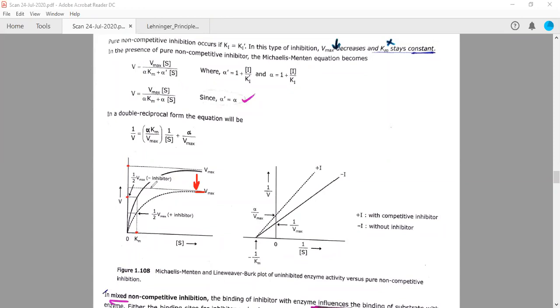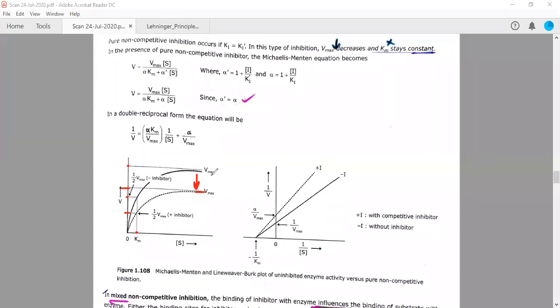If you plot this, here you will get the Km value. In the second case, if this is Vmax, and you try to find the second half Vmax, it will come here. And if you draw these lines, they will come at the same point. Therefore, you cannot say that the Km is changing. There is hardly any change in the Km value, but the Vmax is overall decreasing.